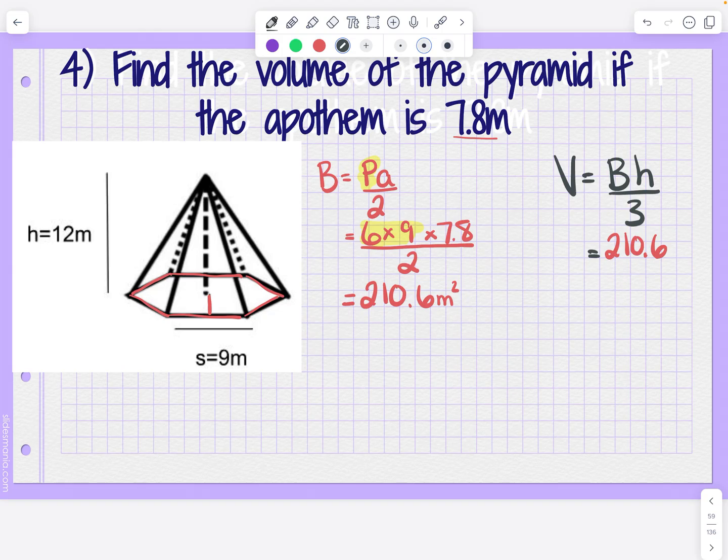Going back to the volume, now I need to multiply it by the height. Oh, this one's nice. This height, this line here, is a perpendicular line, so that means the height is actually 12. So I don't need Pythagorean theorem here. 210.6 times 12, then divided by 3, and you get that the volume is 842.4 meters cubed, cubic meters.